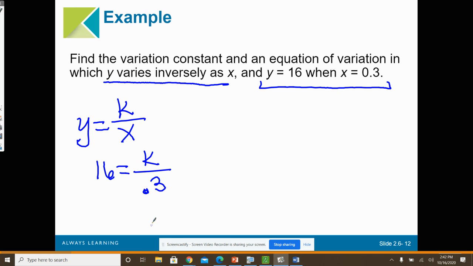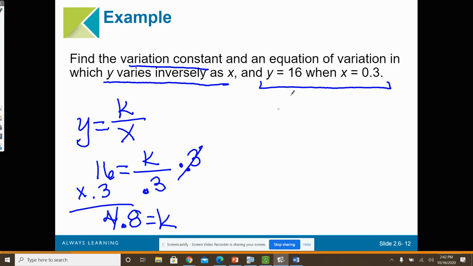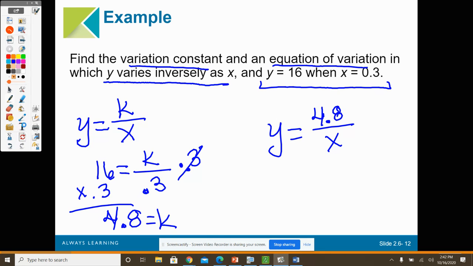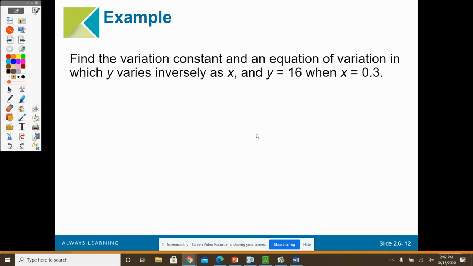Can I figure out what k is now? Sure. I just multiply both sides by 0.3. So 16 times 0.3 gives me 4.8 for my k value. That is the variation constant that they're asking for. So what is the equation of variation? Just plug it in. Y equals 4.8 over x. And that's the variation constant and the inverse variation equation.